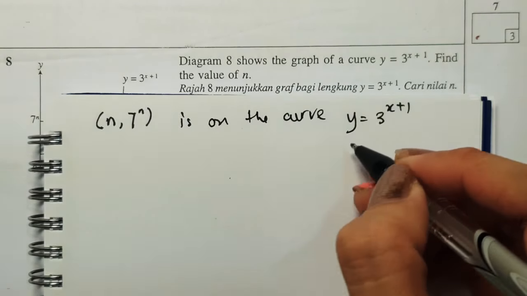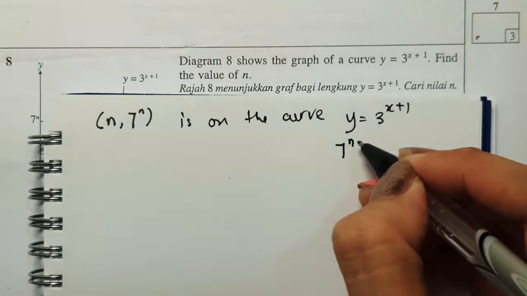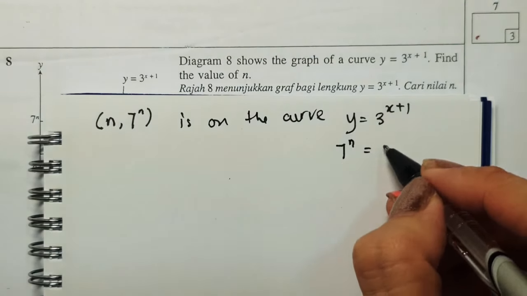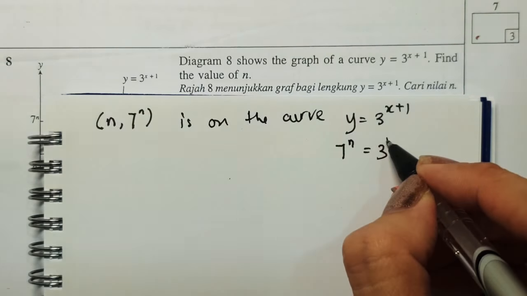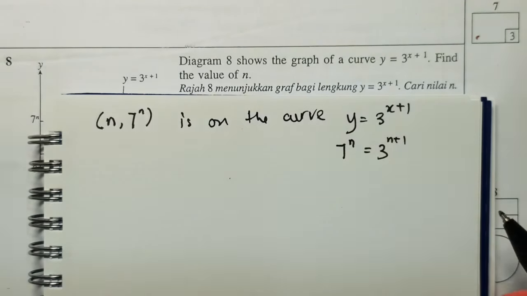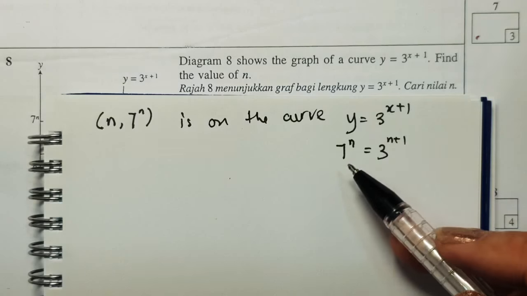So whenever we see y, we replace it with 7 to the power of n. Whenever we see x, we replace it with n, so we will have this one. So we need to find the value of n.